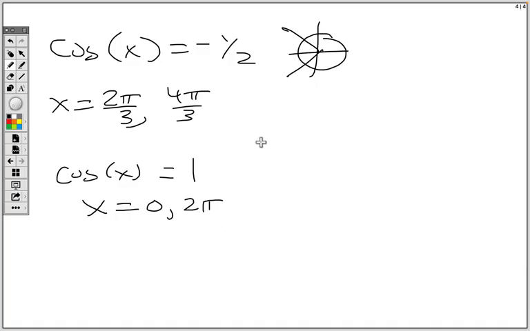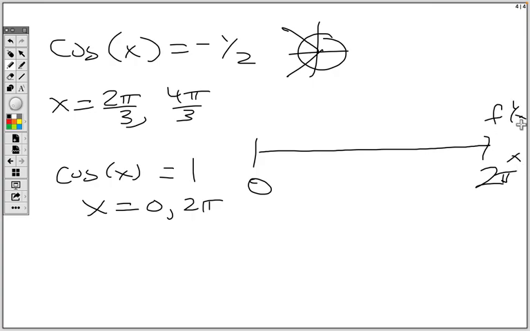And so when I go to make my sign diagram here for my derivative, I'm on a finite interval, so I'm going to go 0 to 2 pi. My x's will be below, my f prime of x's will be above, and I'll put in these intermediate values here, 2 pi over 3, 4 pi over 3.